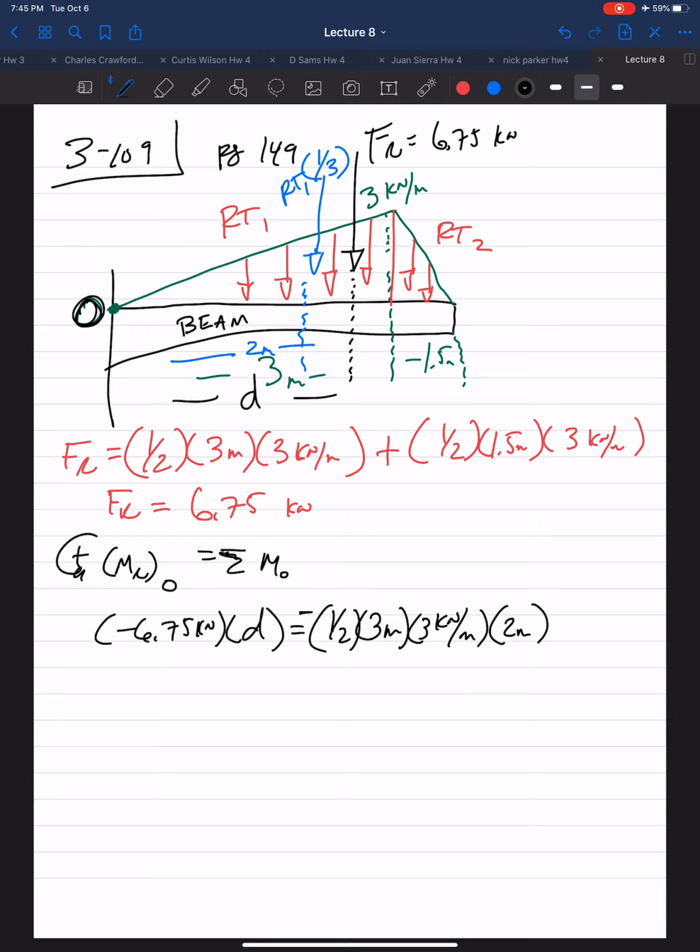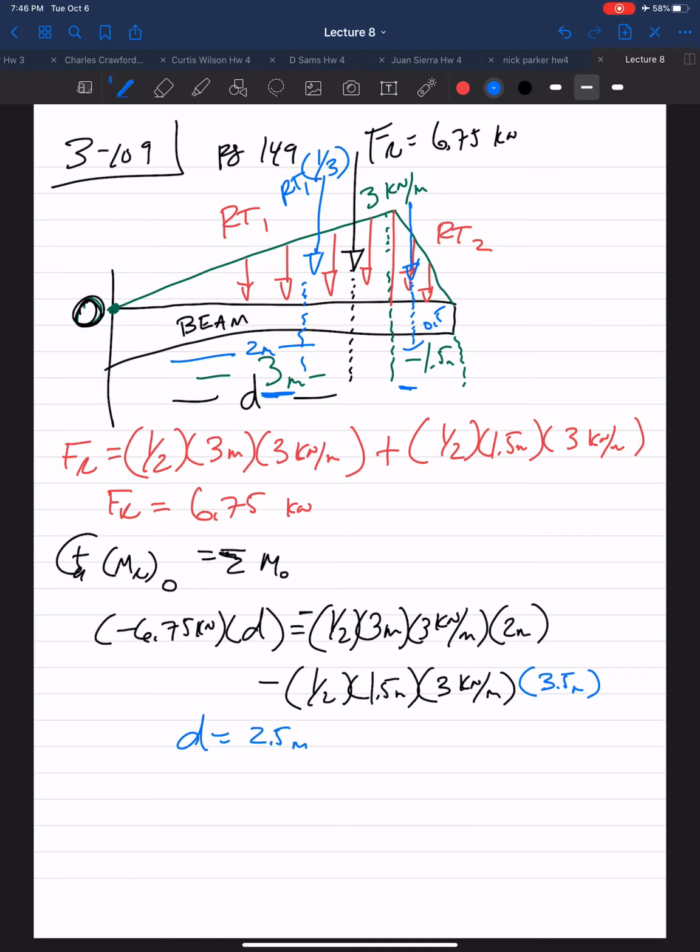And for right triangle two, once again, that's 1/2 the base, which is 1.5 meters, times the height, which is the intensity of the loading, 3 kilonewtons per meter. Now here, once again, on the large side is a third where the resultant force is applied, the centroid. So a third of 1.5 is 0.5, but on the large side, so that'd be here, 0.5. So the total distance then from the centroid of right triangle two to point O will be the 3 meters plus the 0.5, which will give you 3.5 meters. Multiply that out and solve for D, you get 2.5 meters. And that's where the overall resultant force of the distributed loading is applied.